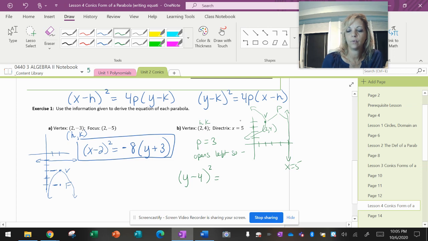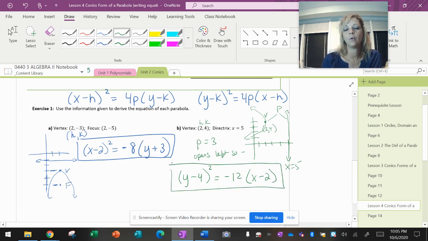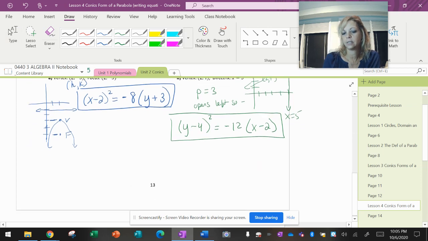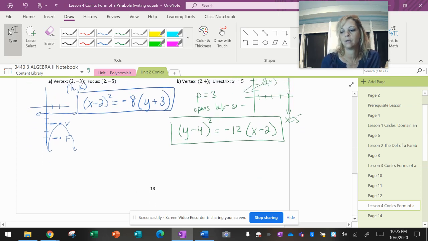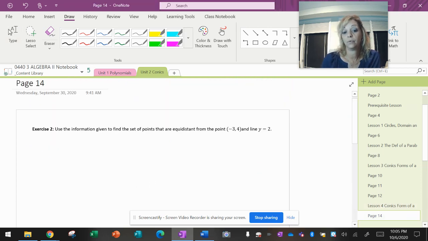Okay, so p is 3, so 3 times 4 is 12. Make it negative, don't forget. And I've got x minus 2. And there's my equation. So if you know all the parts over the last couple of days, this is not really that hard. It's just that you gotta remember all that.